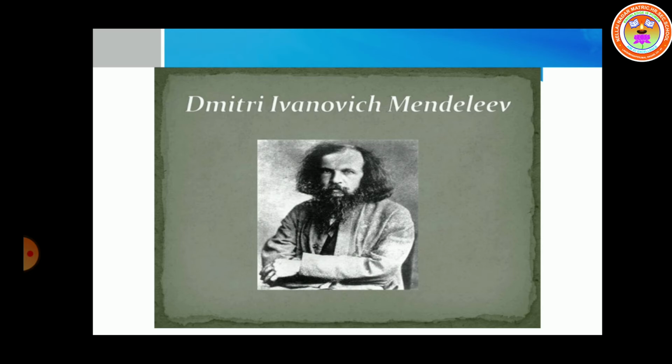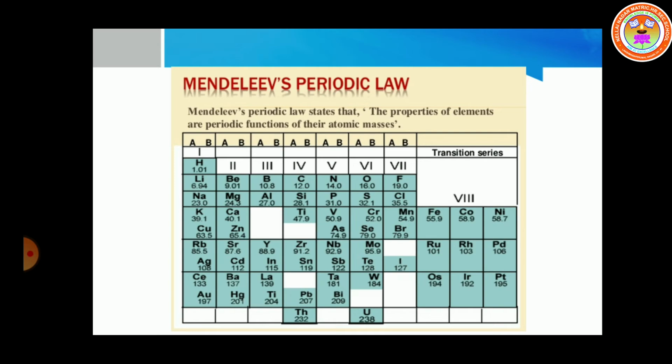In 1869, he proposed the law of periodicity, which states that the physical and chemical properties of elements are periodic functions of their atomic masses. He arranged 56 elements in his law of periodicity. That means he arranged 56 elements in increasing order of atomic masses. This was best known as the short form of the periodic table.